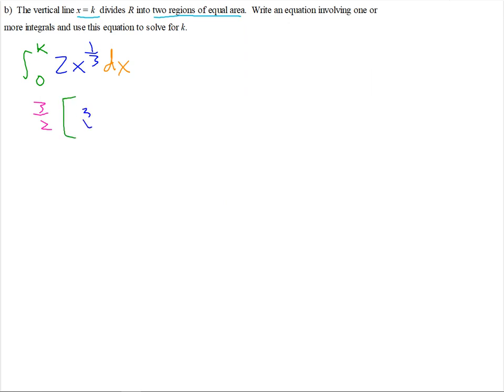cube root of x to the 4th. And now we evaluate it from 0 to 8. Or 0 to k, I mean. Oh, and I forgot to put the other side. So the other side of the equation is, I'll just write in general, it's half of the total area, which we got from part A, which was 24. And we saw that simplifies to just be 12.